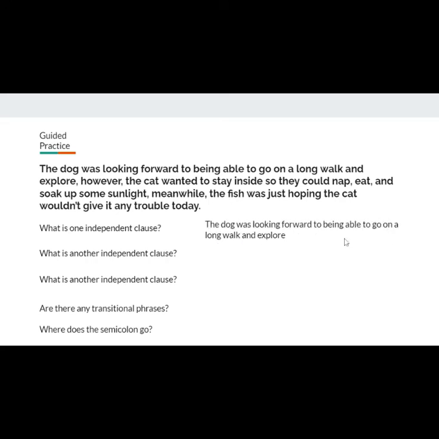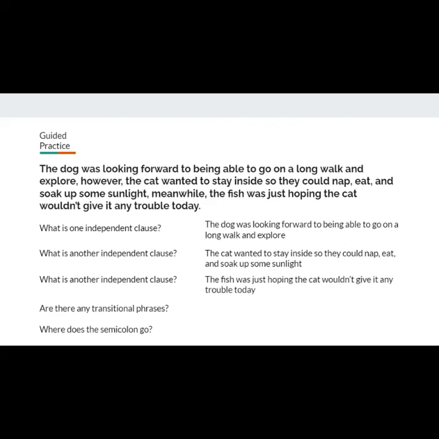One independent clause. Yes, good. What is another independent clause? Yes, good. All right, and another. Yes. Any transitional phrases? Yes, however, and meanwhile. And where does the semicolon go? Yes, right before the transitional phrases.